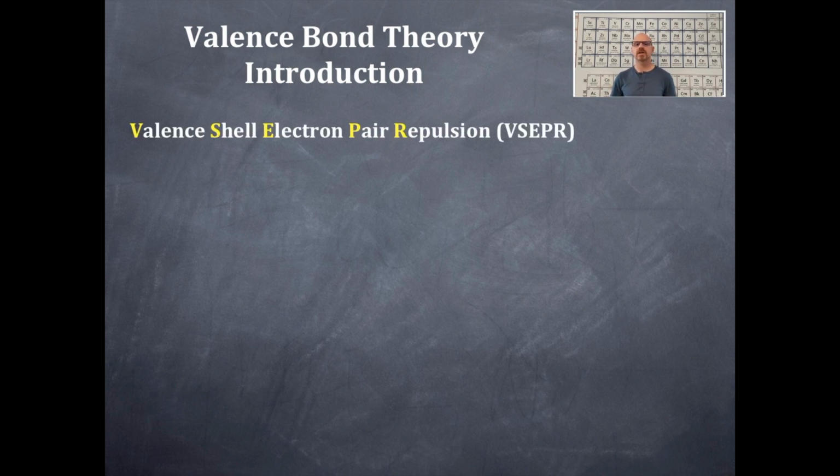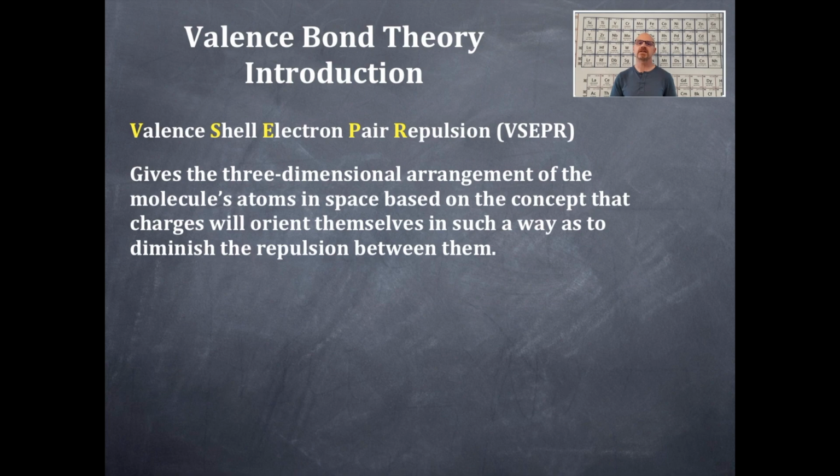Okay, valence bond theory is based on valence shell electron pair repulsion, or VSEPR for short. So this VSEPR theory gives a three-dimensional shape of a molecule based on the electrons repulsing each other. It's like the two ends of a magnet, which are the same ends, moving away from each other as far away as possible in a three-dimensional space.